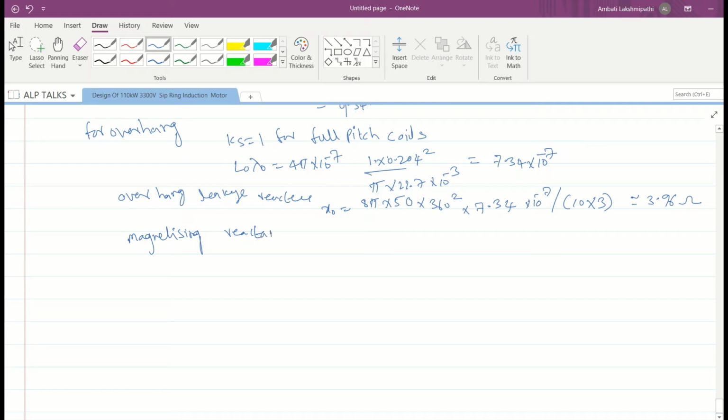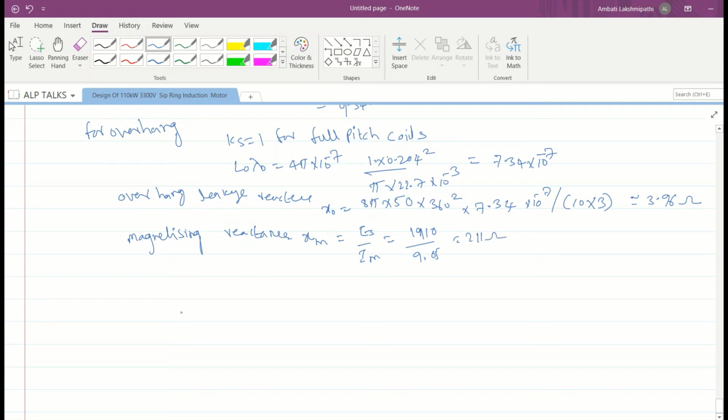Magnetizing reactance, we will say Xm. So this Xm is nothing but E by Im. E we already know, 1910, divided by the value we calculated now, 9.05. So it comes to be 211 ohms.